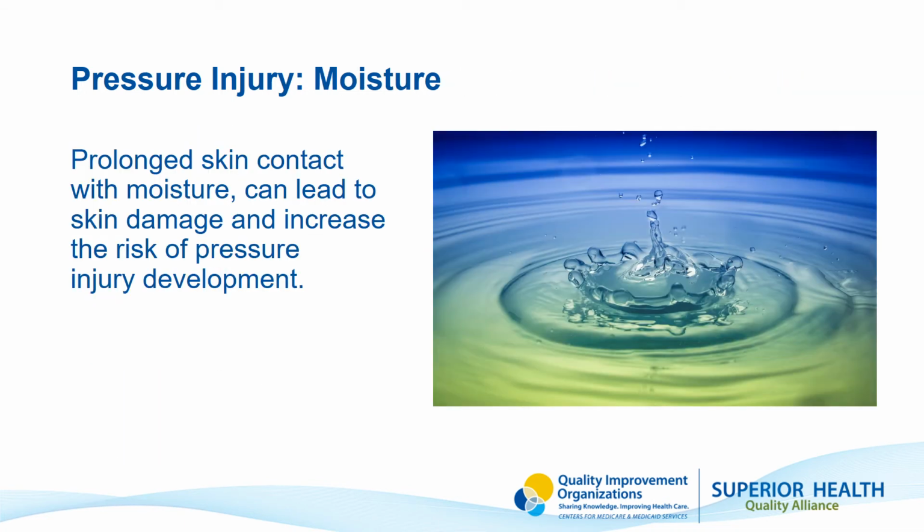Incontinence can expose a resident to prolonged skin contact with moisture, causing skin damage and increasing the risk of pressure injury development. Nursing assistants provide valuable pressure injury prevention by helping residents with incontinence to keep their skin clean and dry, assisting them with pericare as needed after each episode of being incontinent of urine or feces in order to minimize the time their skin is exposed to moisture.